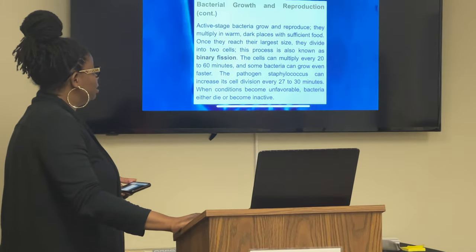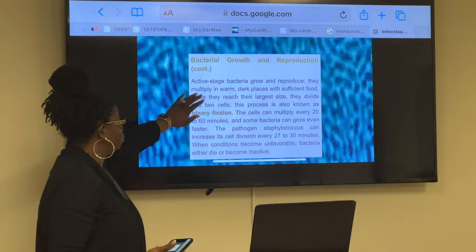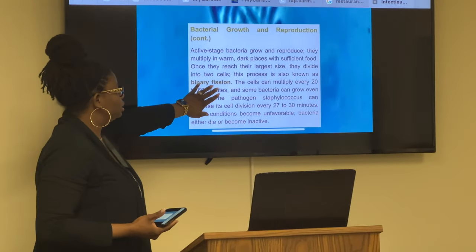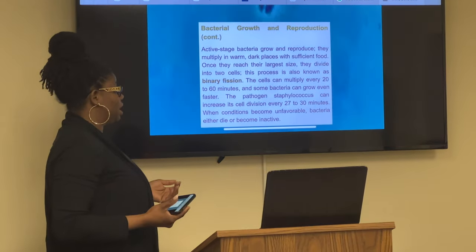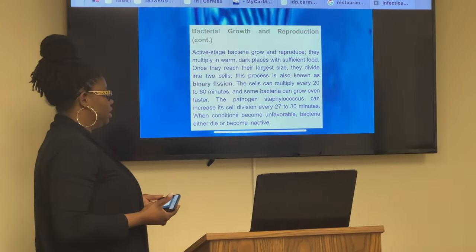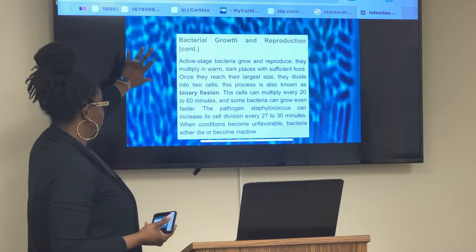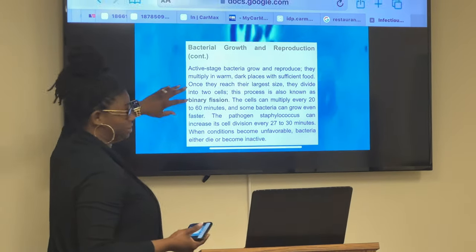Basically, this was saying that bacteria growth and reproduction continue. The cells can multiply every 20 to 60 minutes, and the pathogen staphylococcus can increase this cell division every 27 to 30 minutes. So this is it growing in the background. That's how fast it grows.